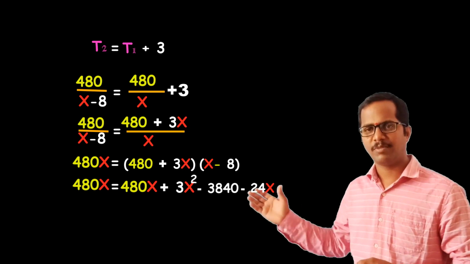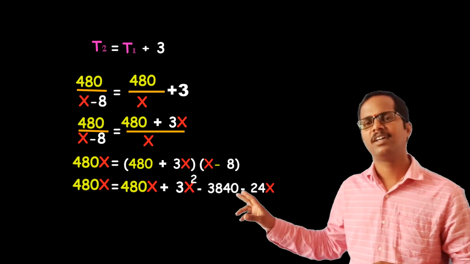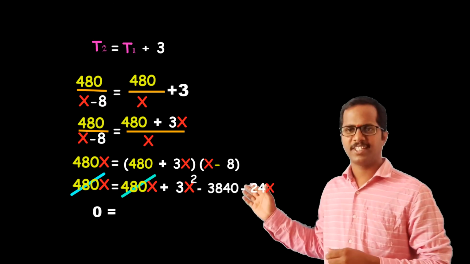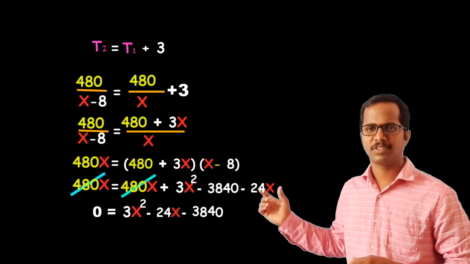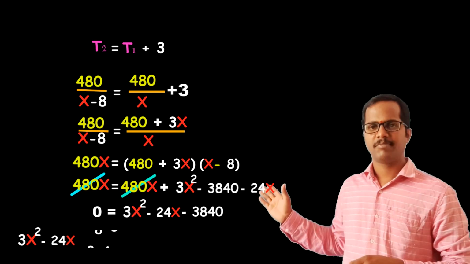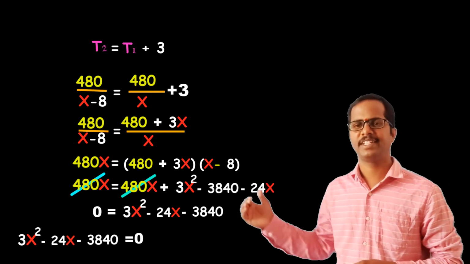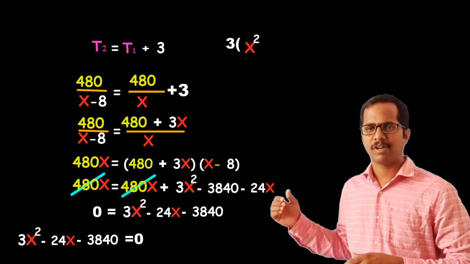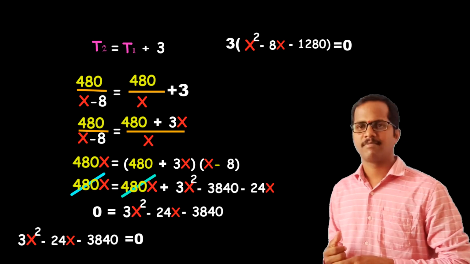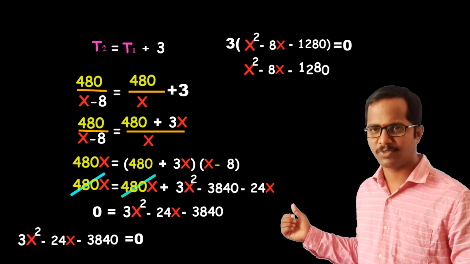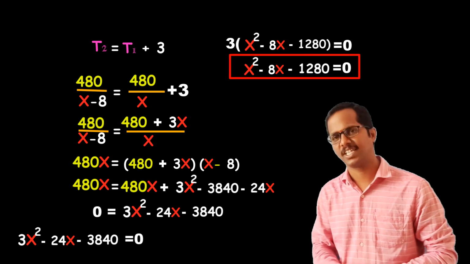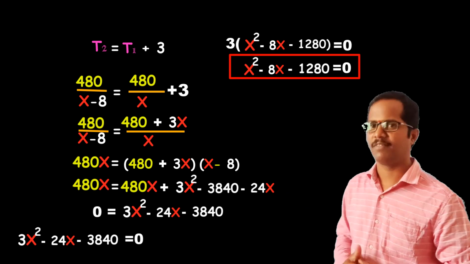24x. And if you observe this equation, on both sides we have the equal term, that is 480x, so we can cancel it. So we get 0 equals 3x square minus 24x minus 3840, which can also be written as 3x square minus 24x minus 3840 equals 0. And if we take 3 as common out, we get x square minus 8x minus 1280 equals 0. So this is the required quadratic equation to represent the given situation, and here x is the uniform speed of the train.